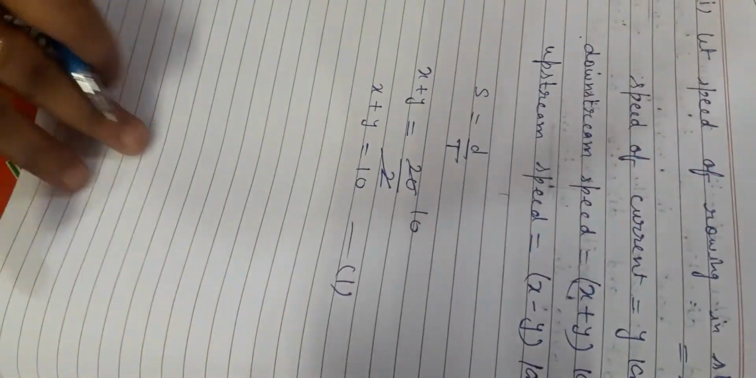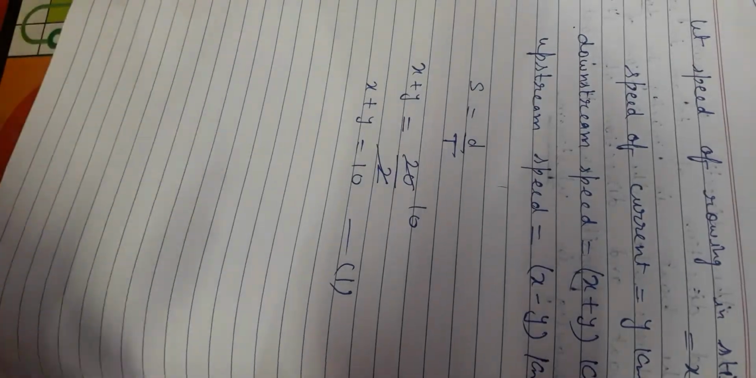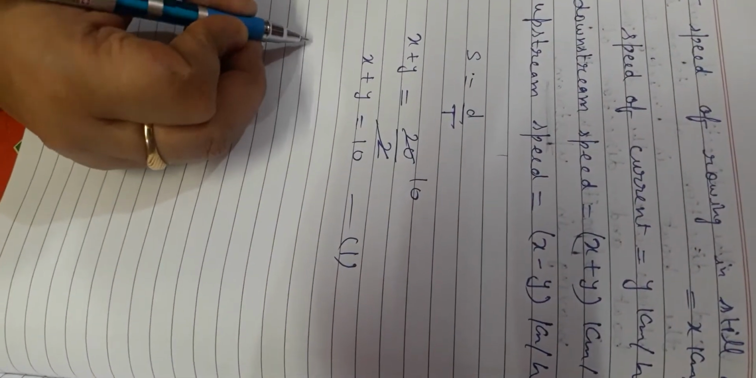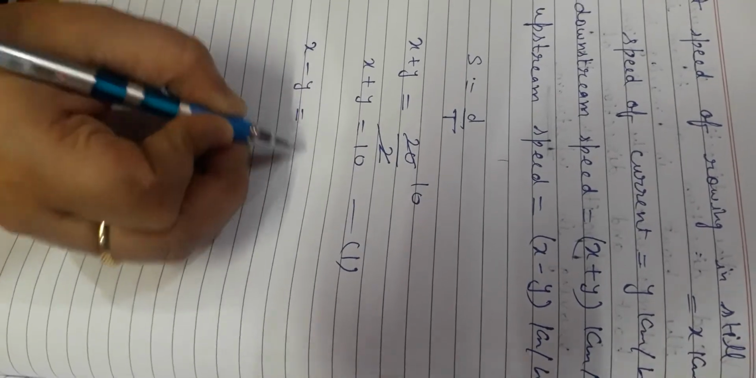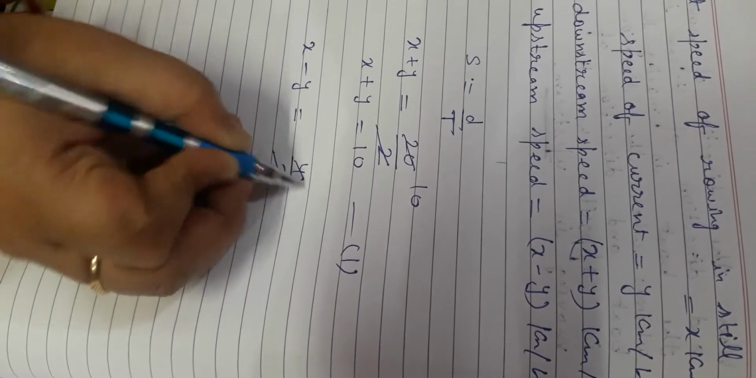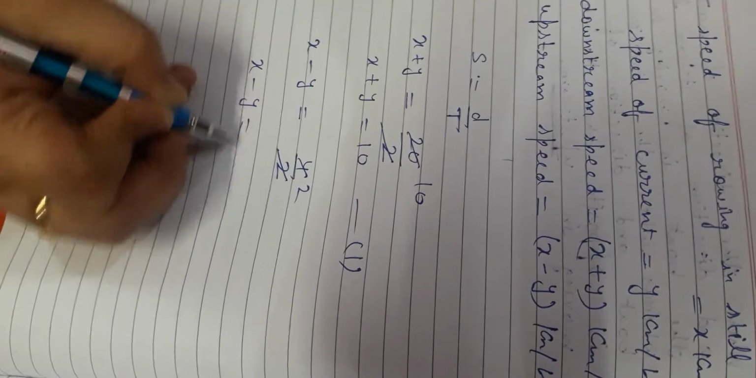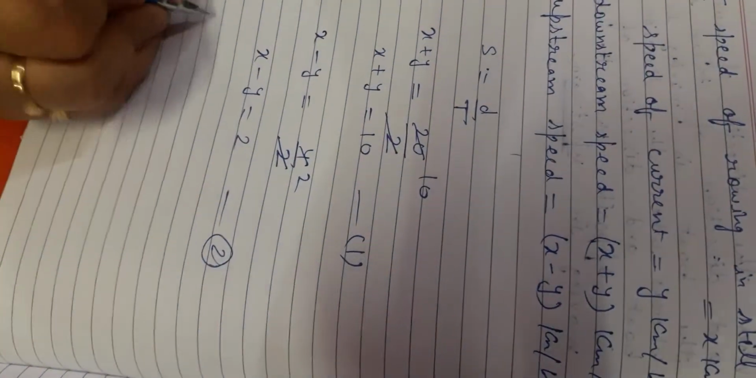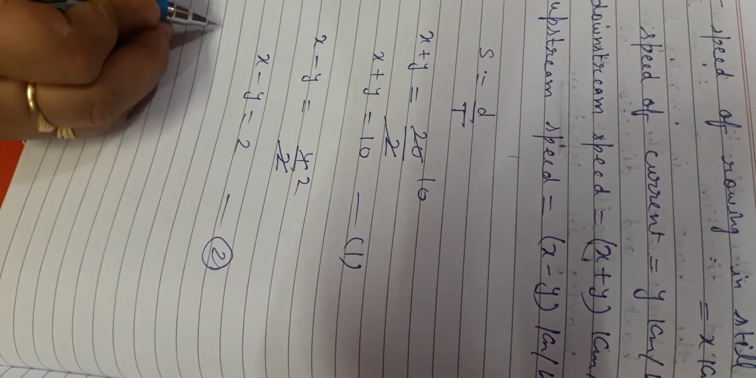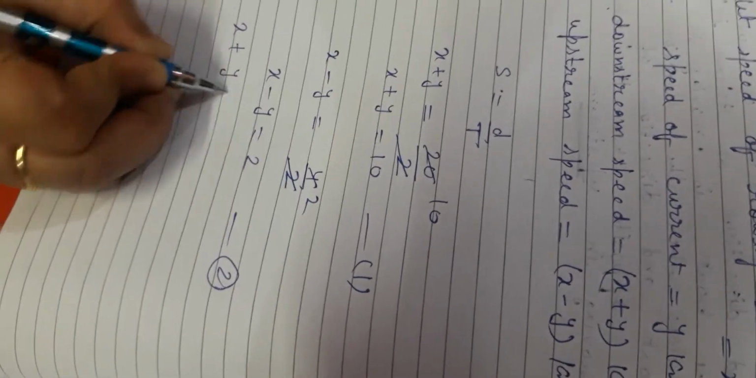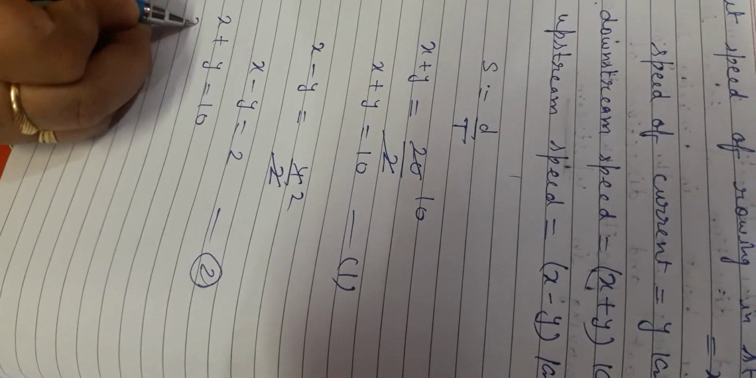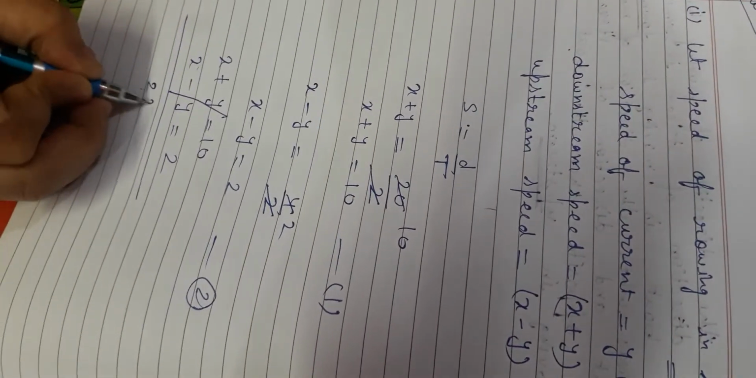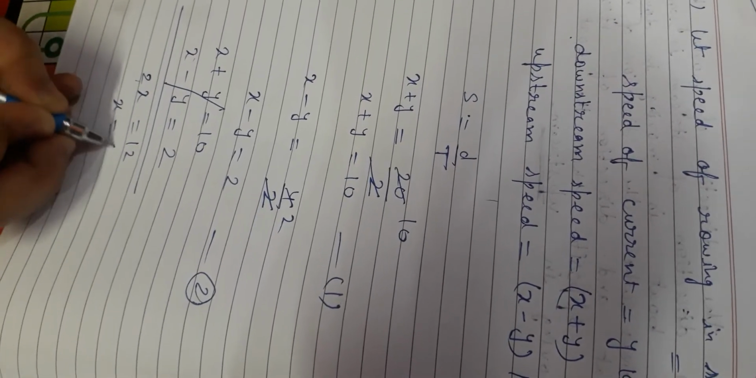Now according to the question, upstream 4 km in 2 hours. So from this formula, in upstream speed is equal to distance 4 upon time 2, that means x minus y is equal to 2. This is the second equation. Now this is a very easy equation. Coefficients of y are the same, so adding equations 1 and 2, we get x is equal to 6.